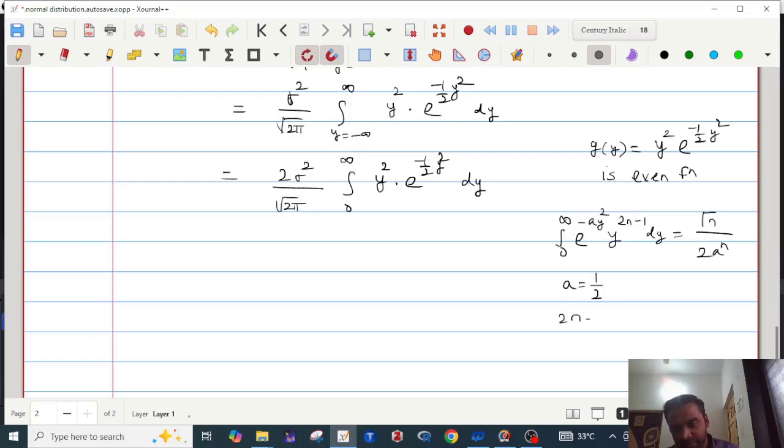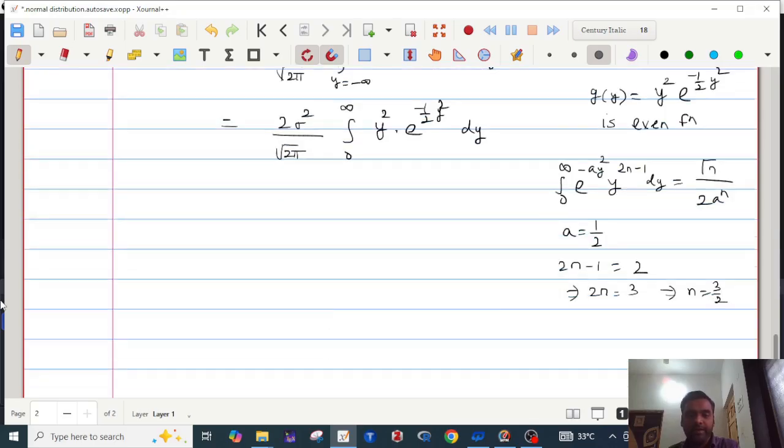and 2n minus 1 is equal to 2. Solve this, 2n is equal to 3. This implies n is equal to 3 by 2. Okay. Now put the values. 2 sigma square upon under root 2 pi, gamma 3 by 2, divided by 2 multiplied by a, which is 1 half, a raised to n, that is 3 by 2.